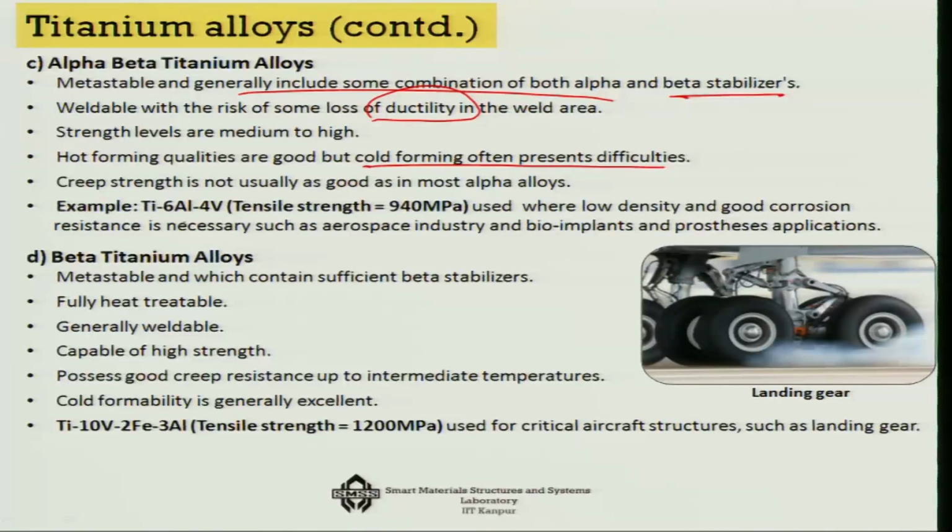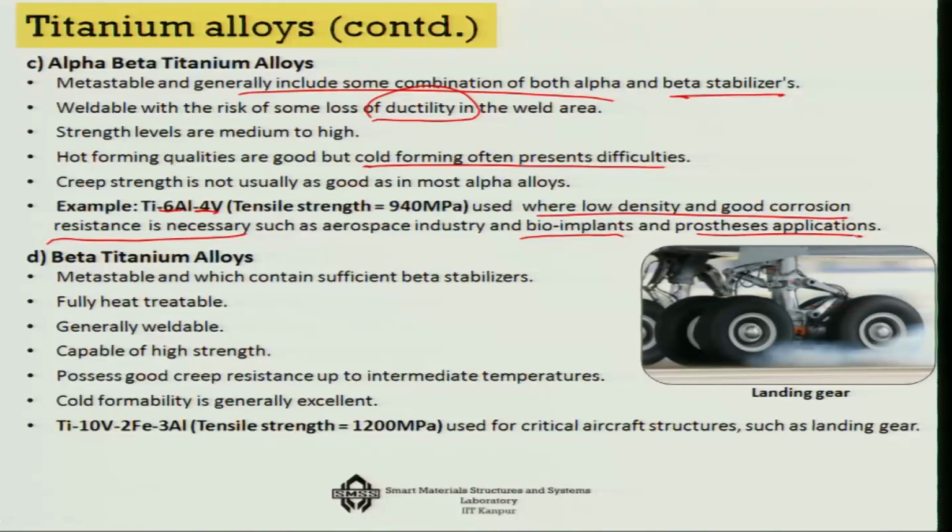One example is titanium with 6% aluminum, 4% vanadium. This is used where low density and good corrosion resistance is necessary, such as in the aerospace industry, bioimplants, prosthetic applications.